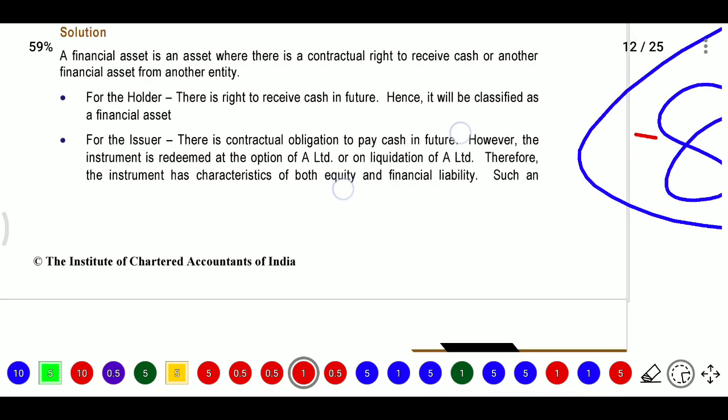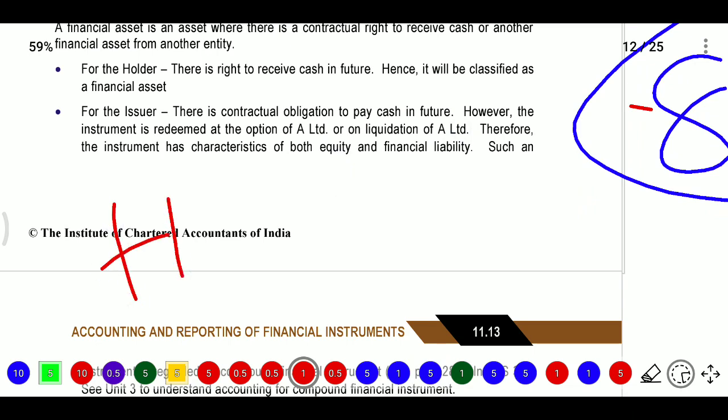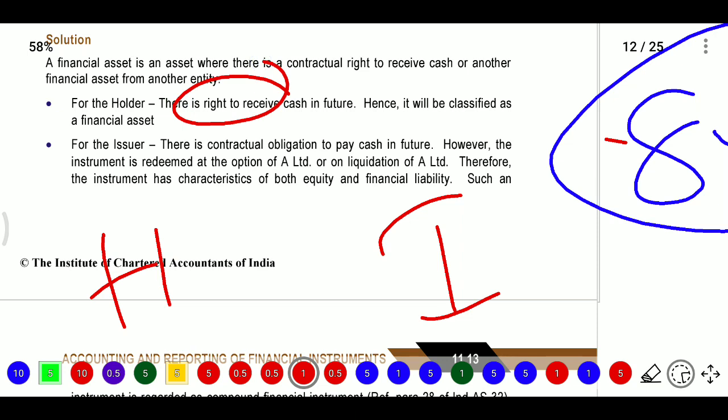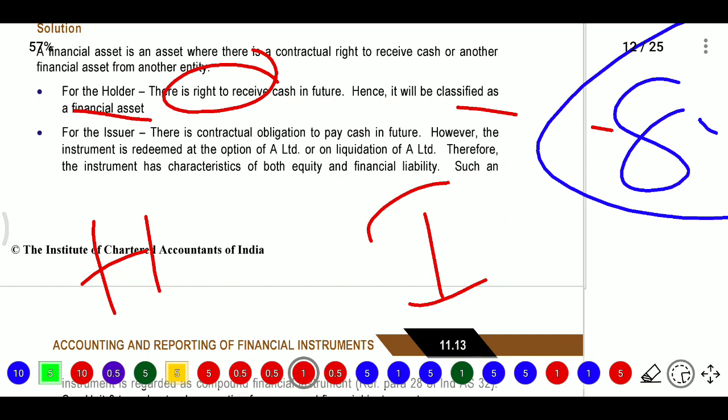Here some person will be there, one person is holder and one person will be issuer. Here the holder will get the right to receive cash in future, so he is classified as a financial asset. Whenever a person is getting a right, he will be recorded as a financial asset. Whenever a person has an obligation to pay cash in future, he will be the issuer.